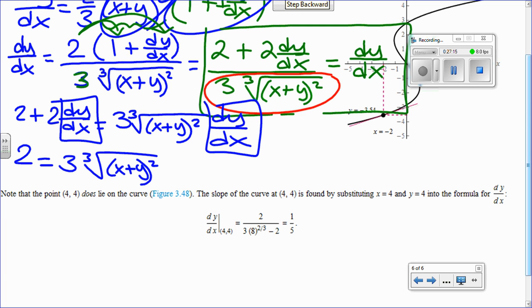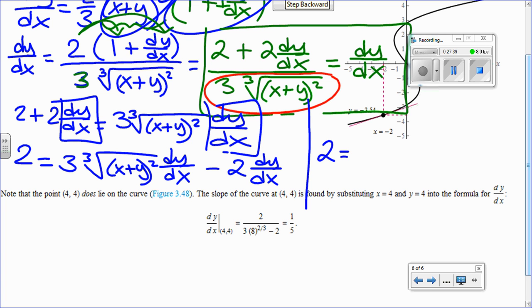Why do I want them on the same side? What am I trying to do? So you can factor them out. So once you have them on the same side, you can factor that. Oh, I forgot dy/dx here. And then minus 2 dy/dx. Once I have them together, I can factor dy/dx. That will be 3 times the cubic root of (x plus y) squared, minus 2.